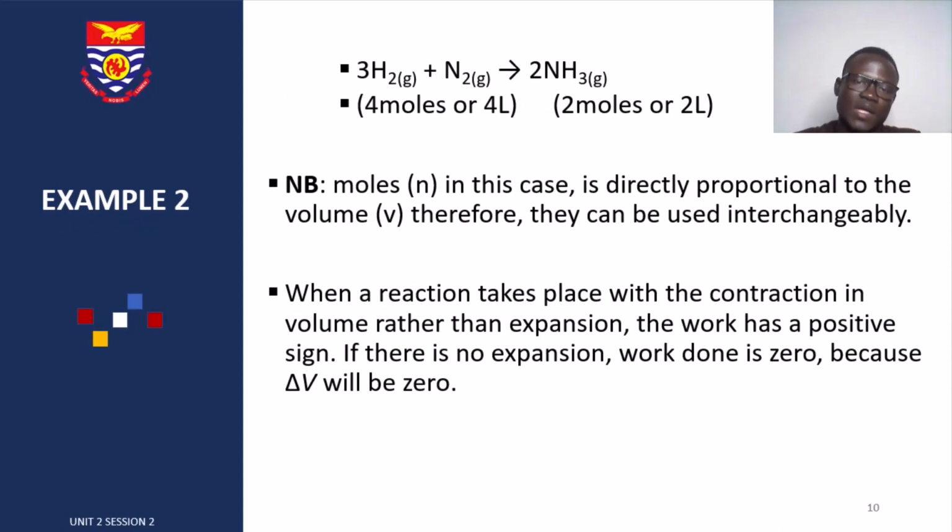Now let's take this example and see what is happening. We have 3 moles of hydrogen reacting with 1 mole of nitrogen to give us 2 moles of ammonia. Note, the moles in this case are directly proportional to the volume. Therefore, they can be used interchangeably. So when a reaction takes place with a contraction in volume rather than expansion, the work has a positive sign. If there is no expansion, work done is 0 because the change in volume will be 0.